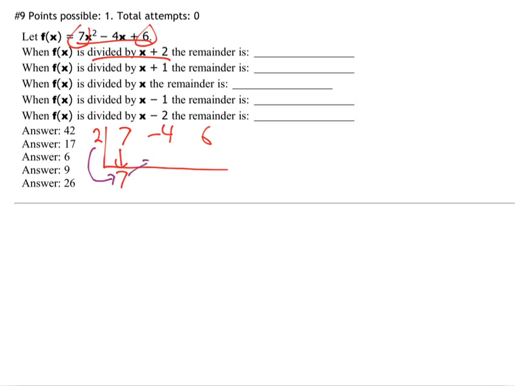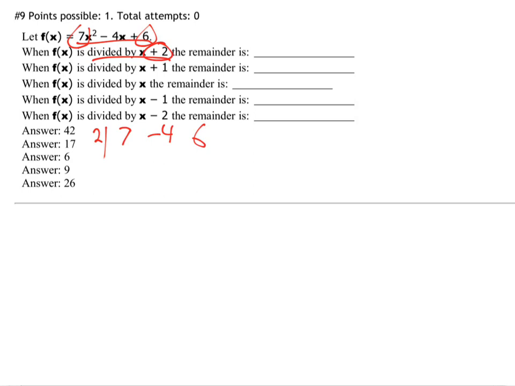2 times 7 is 14. 14 minus 4 is 10. And 2 times 10 is 20. 26 is... Oh, I messed this up. Why is it the wrong answer? What did I do? Do you see what I did there? I messed this up. I wasn't careful enough. I'm going too quick. What was my mistake? Do you see it? Remember, I'm supposed to do the opposite.